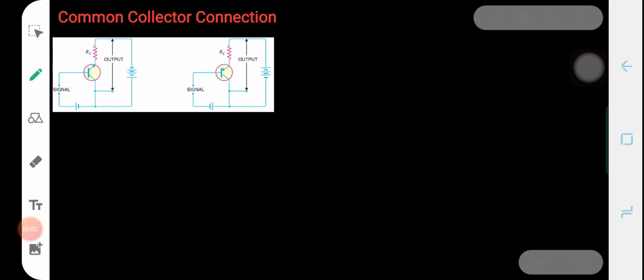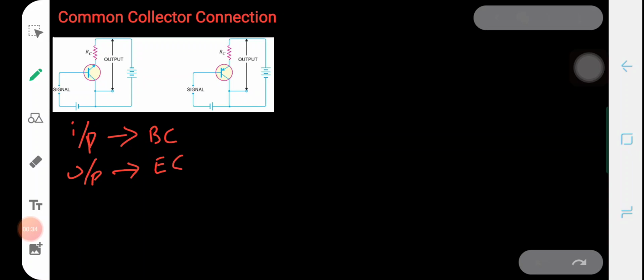Now let's discuss the last transistor connection, the common collector connection. In the common collector circuit, the collector is made common to both input and output. The input is applied across the base collector junction of the transistor and the output is taken across the emitter collector junction of the transistor.